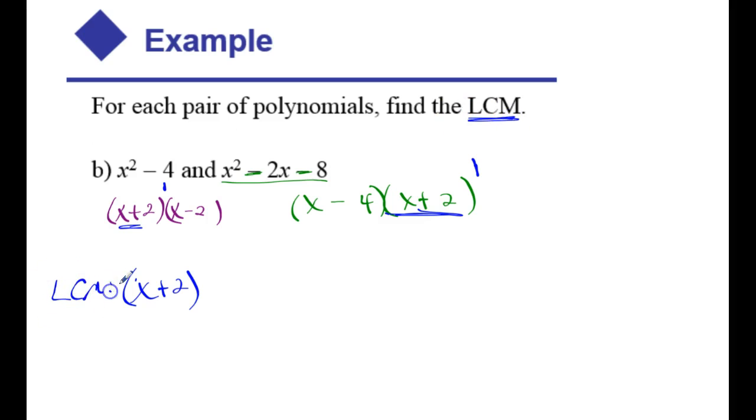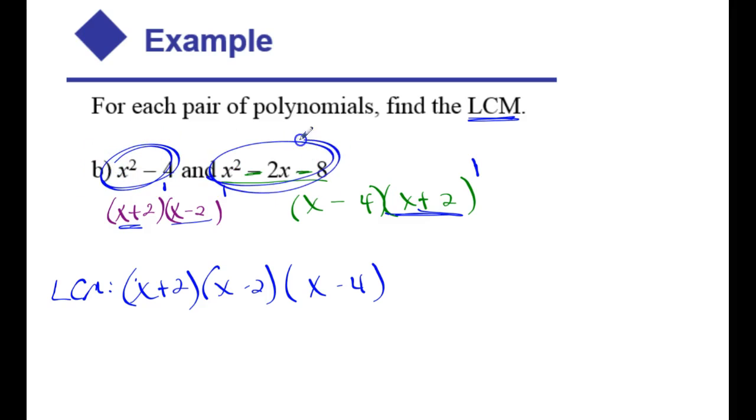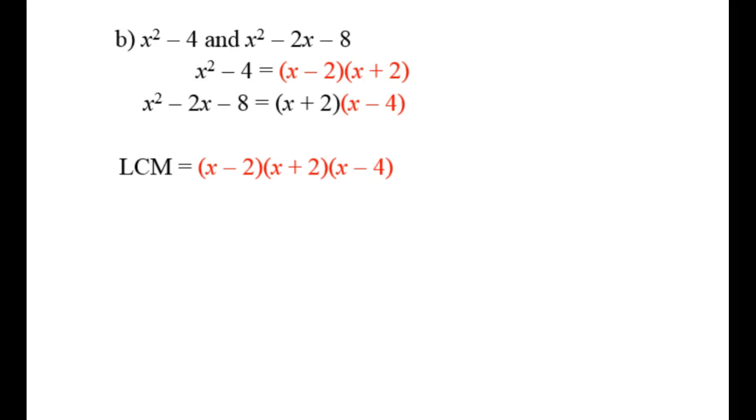So the least common multiple, I'm choosing x plus 2. It looks like x minus 2 is also a factor, but it only appears once. It appears no times over here. And it looks like I better choose x minus 4, because I have to choose every factor, the greatest number of times it appears in each. So again, the trick is, even though x plus 2 appears twice, the greatest number of times it appears in each factor is only once. So I only need to choose it once in my least common multiple.